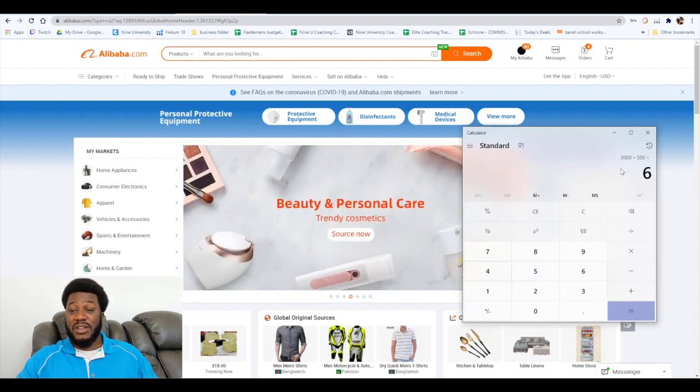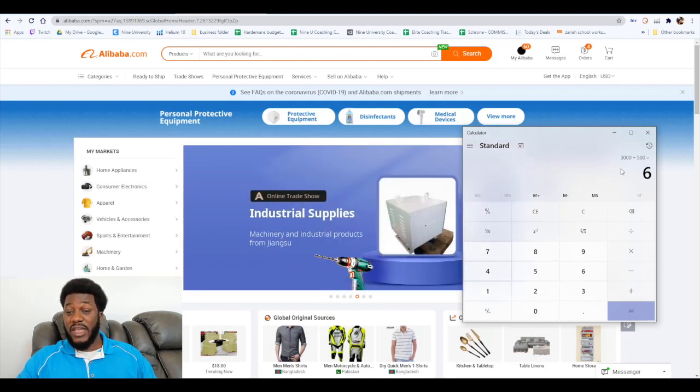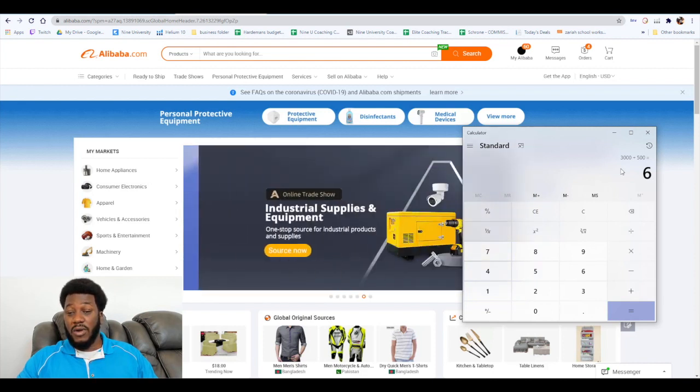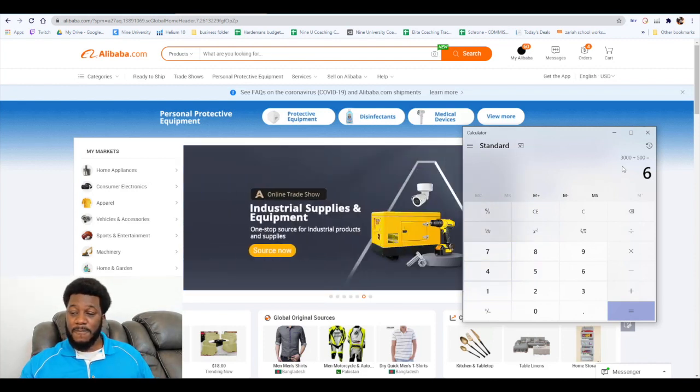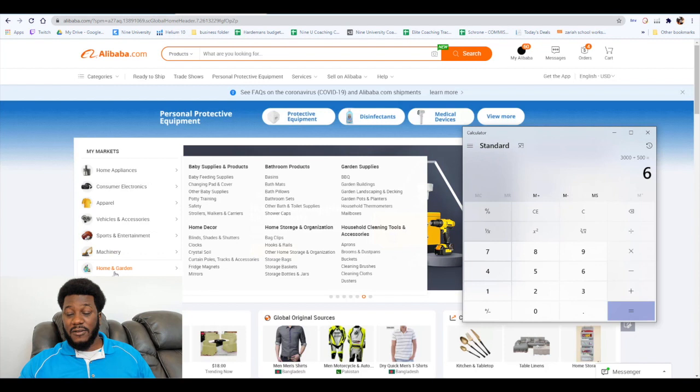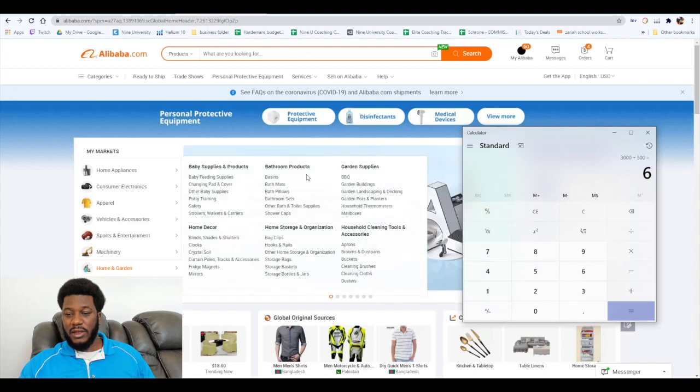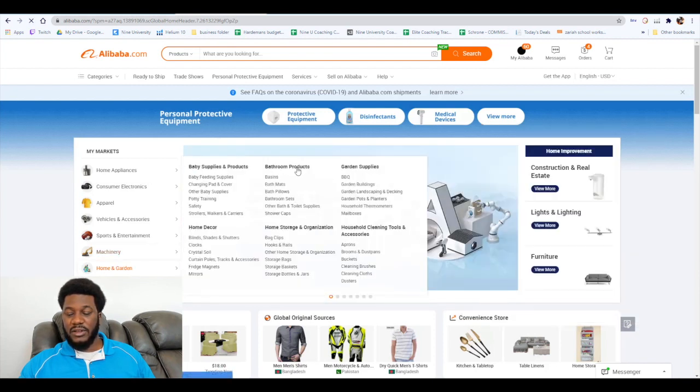Right? Typically, you want to be able to sell a product for 3 times what you paid for in order to get a potential 200% ROI, return on your investment. So with that $6 in mind, I am going to pick a category that I like from Alibaba. And let's go with home and kitchen because that's standard. And I'll go a little bit off the wall here and probably do bathroom products.